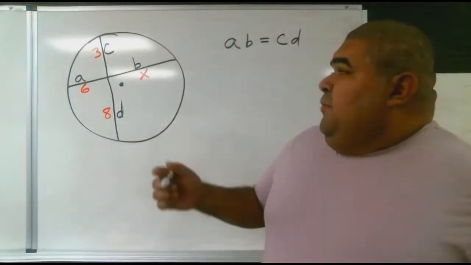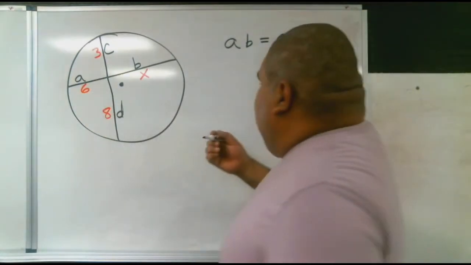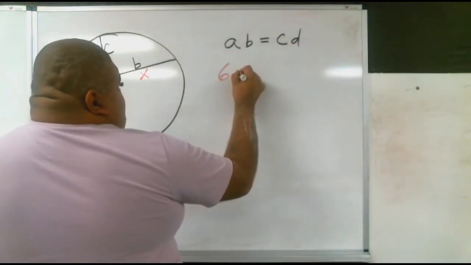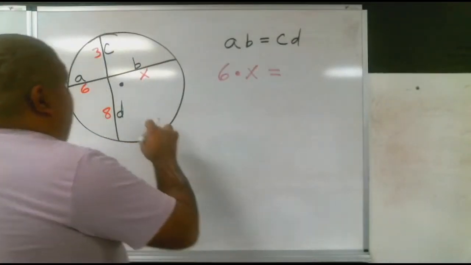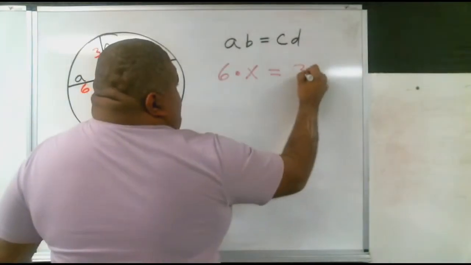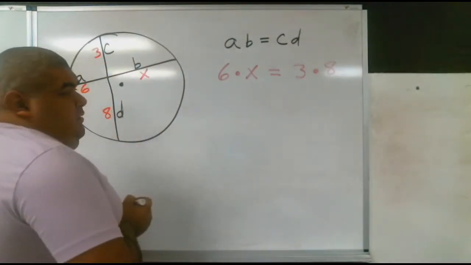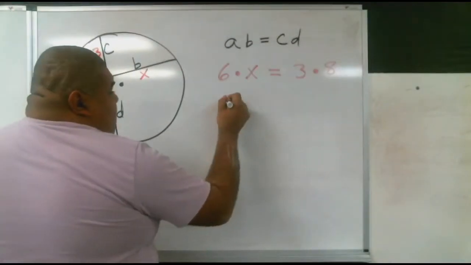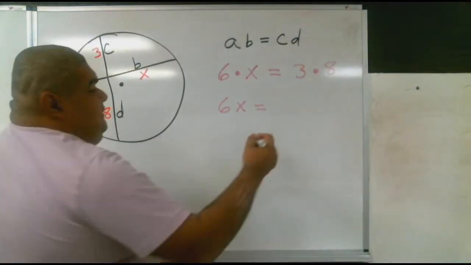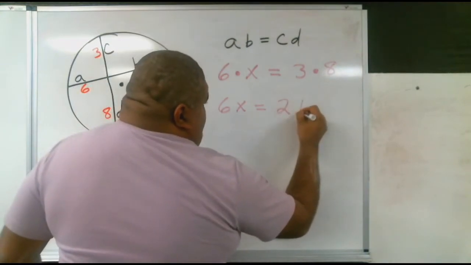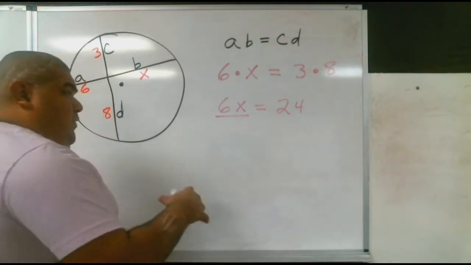So the first part is we're doing A times B. So we have A, which is 6. So we have 6 times X equals, okay, C, which is 3, times 8. Okay, so 6 times X is 6X equals 3 times 8, which in this case is 24.